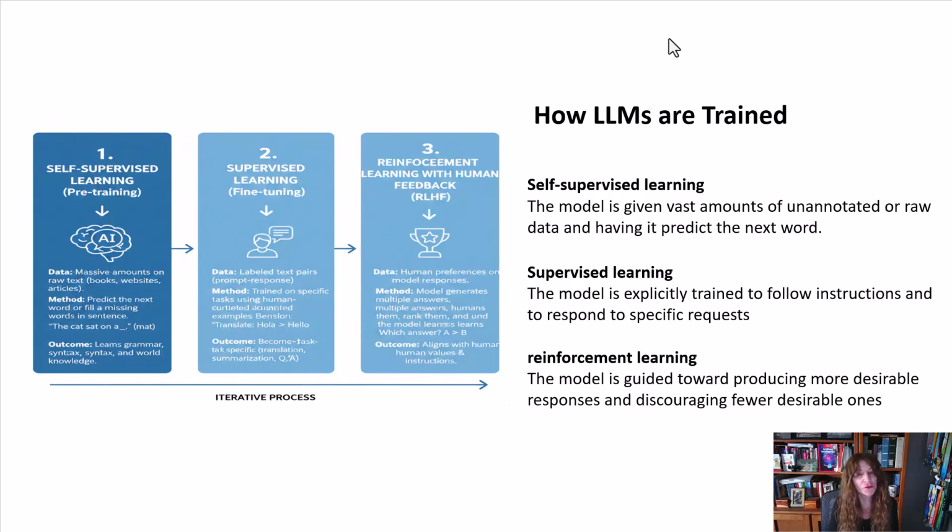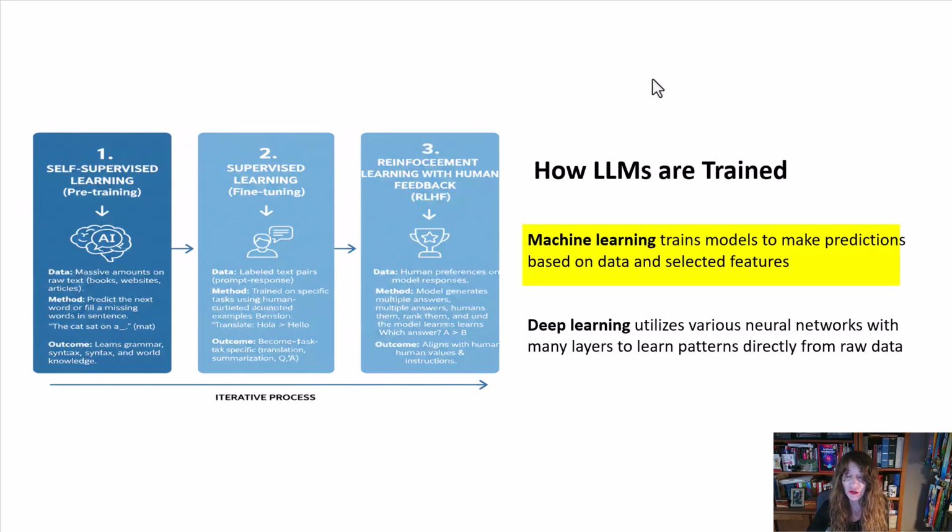So if you were to go into AI from a development point of view, you would be training these models using machine learning and algorithms. So we have machine learning that trains the models to predict the next word based on the data and other features. Deep learning works with the neural networks to help the model to learn patterns from the data.